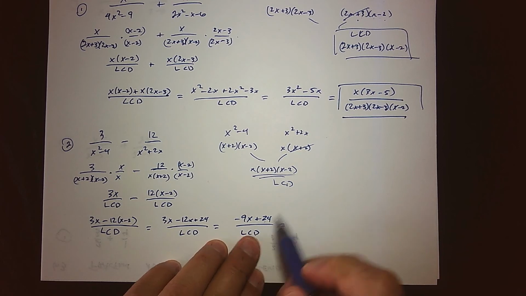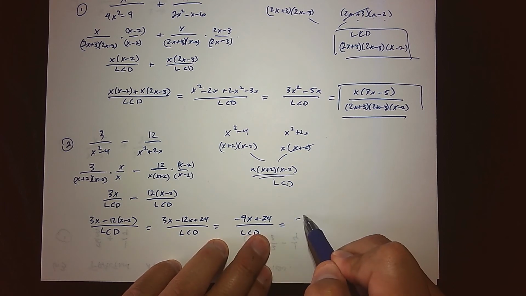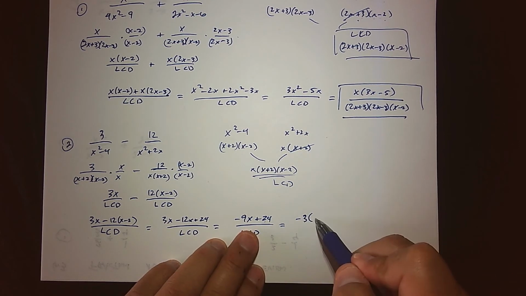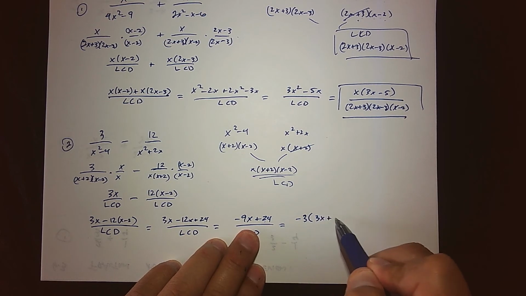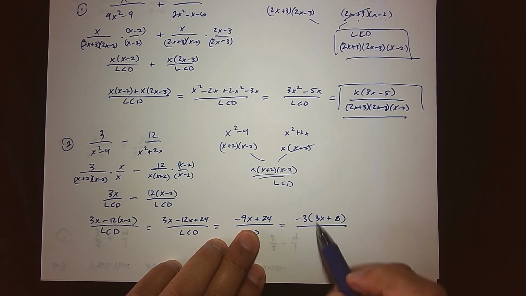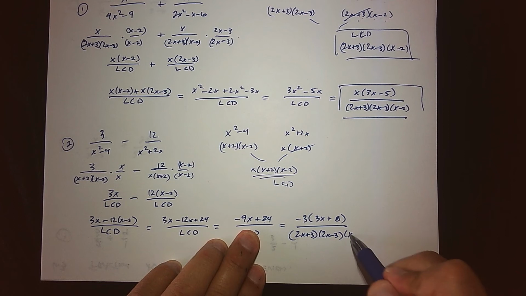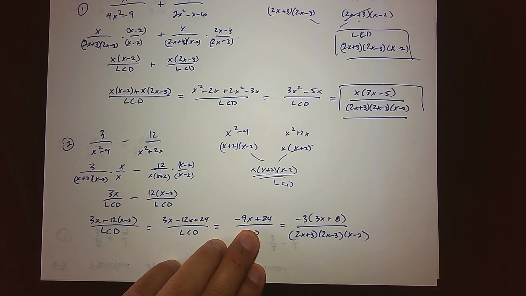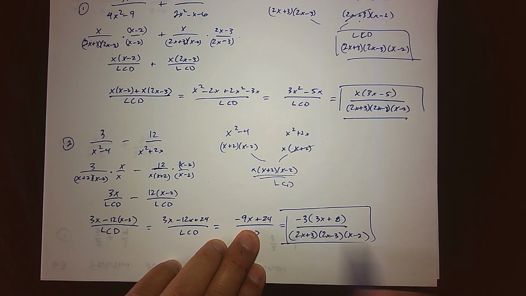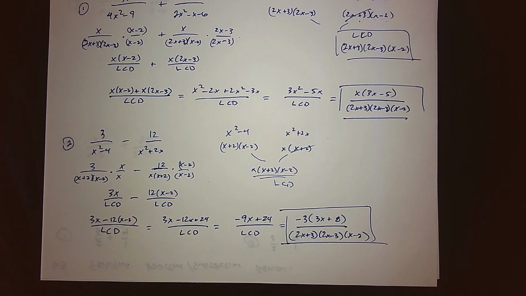When I look at this, I think we can pull out a negative 3. And what's left is a 3x plus 8. And then, of course, our LCD is 2x plus 3, 2x minus 3, and an x minus 2. Again, I don't see any common factors. So that tells us that we're finished. There's our final answer in its factored form.